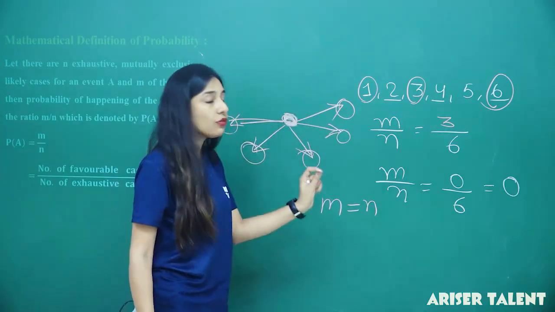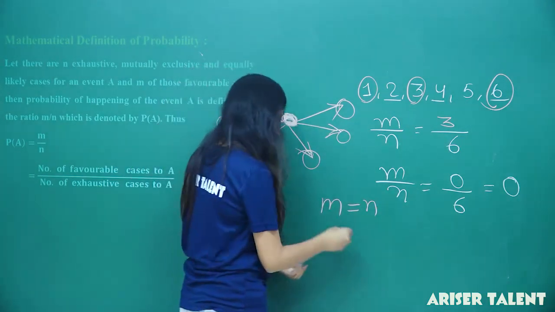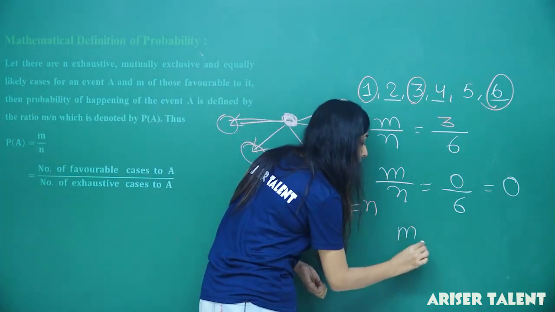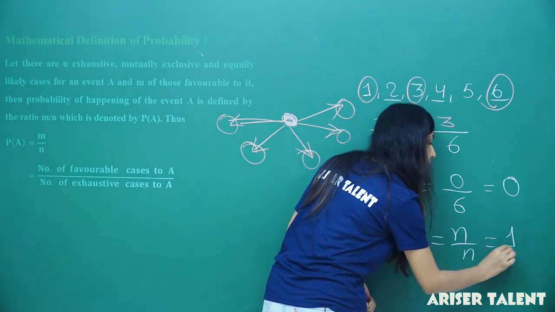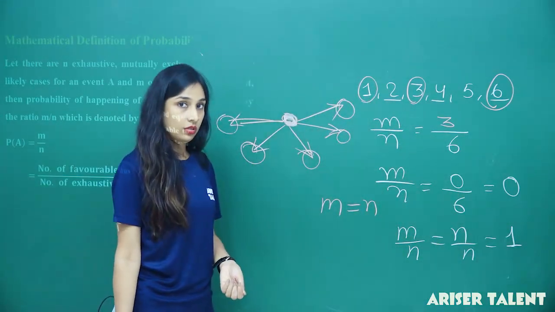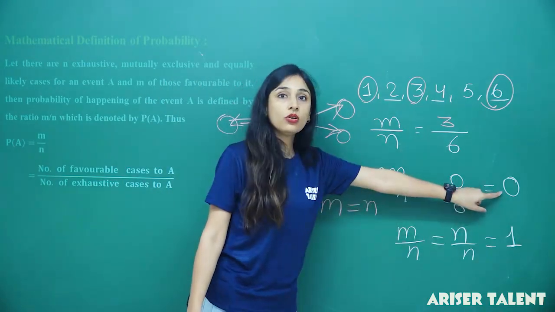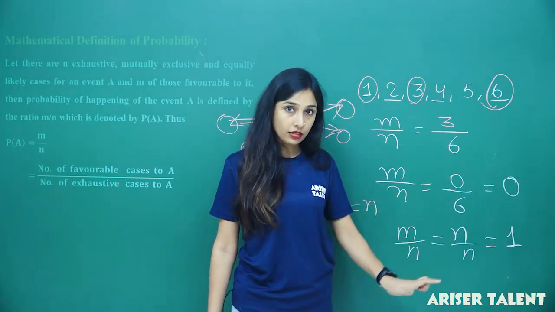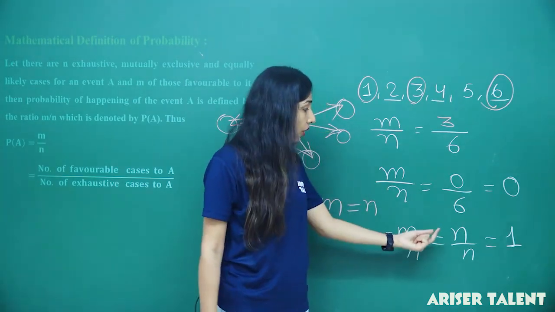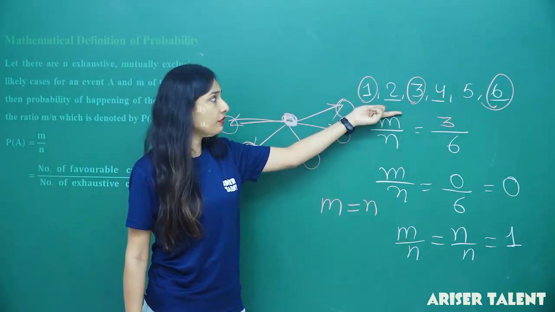And if M is equal to N, what will be the value of M by N? The value of M by N will be simply N by N, which is equal to 1. Right? So the minimum value will be 0, the maximum value will be 1. Correct? Clear that?